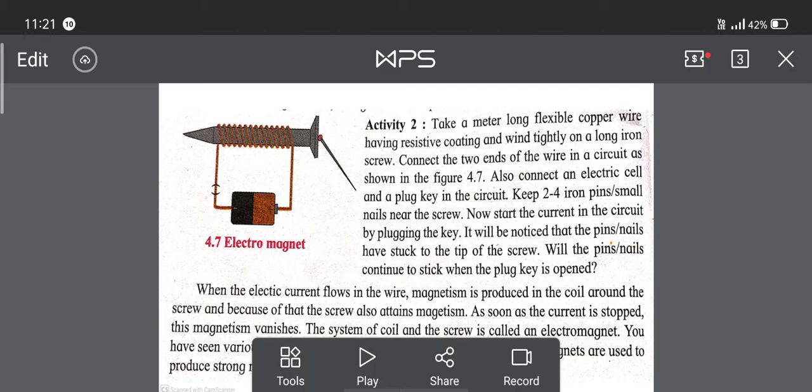Now there is a second activity also. Take a meter long flexible copper wire having resistive coating and wind it tightly on a long iron screw, as shown in figure 4.7, electromagnet. Connect the two ends of that wire in a circuit, as shown in the figure. Also connect an electric cell and a plug key in the circuit.